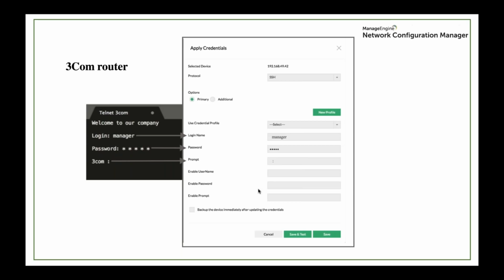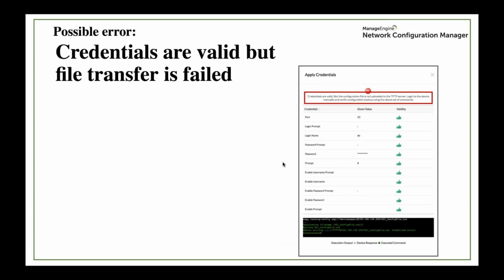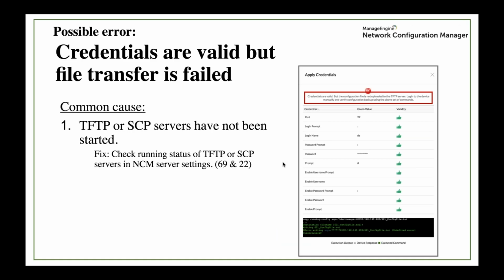Once you give all the credentials, you can test these credentials by clicking save and test. When you click on save and test, NCM applies the credentials that you've just entered and attempts a file transfer. When the file transfer happens, you might face this possible error where the credentials are valid but the file transfer has failed. For the file transfer to happen, the file transfer protocols and the servers have to be started. So, we have to check if the TFTP and SCP servers are in running status. This can be done from within the NCM's console.